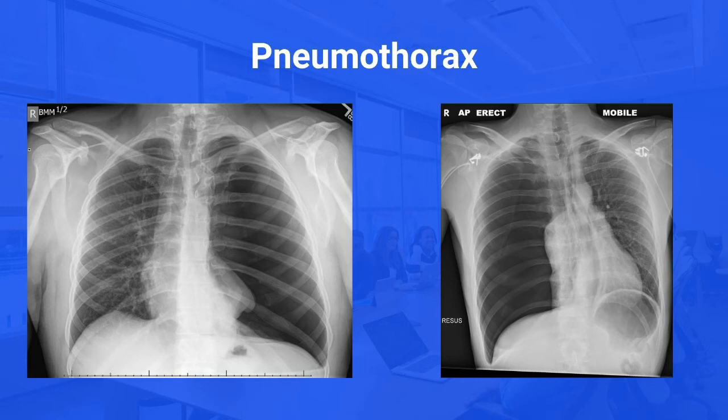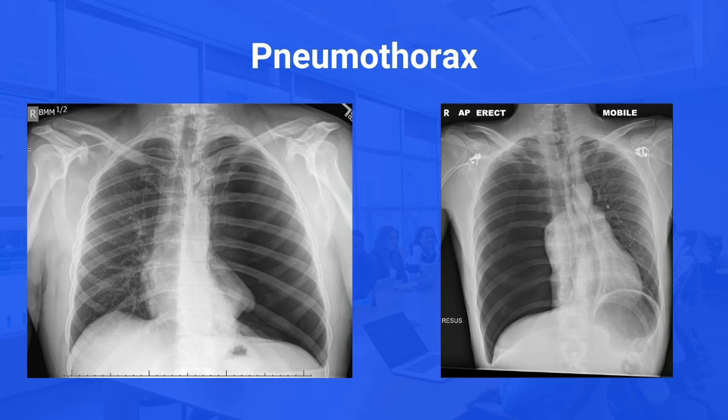This is a chest X-ray of a pneumothorax case. A large left-sided pneumothorax has occurred from a rupture of a subpleural bleb or due to trauma to the rib cage, pushing the mediastinum to the right side.